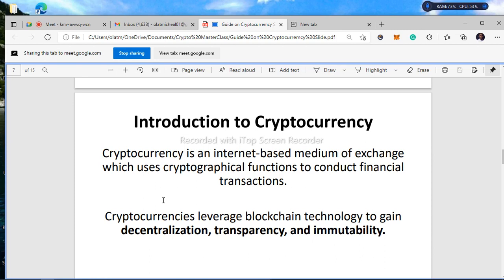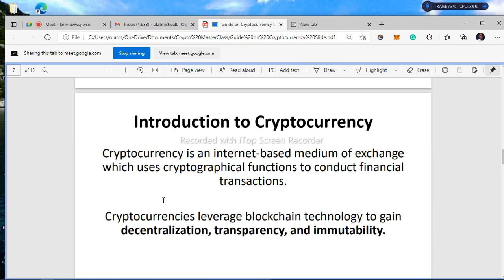So after decentralization, we have transparency. The transactions being performed can be viewed on the blockchain, which makes it very transparent. Anybody from anywhere in the world can view any transaction you are performing. They can only view it, but they can't tamper with it. That's why we say it's immutable.